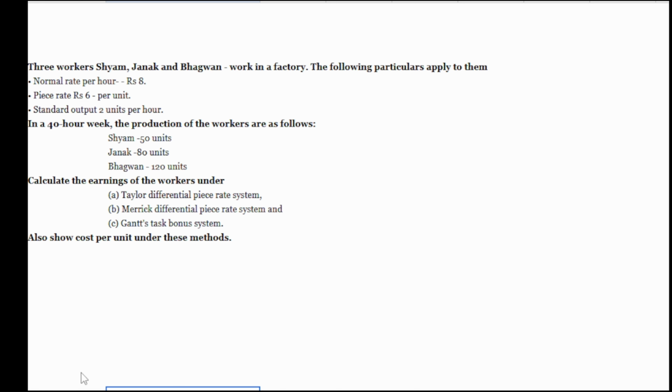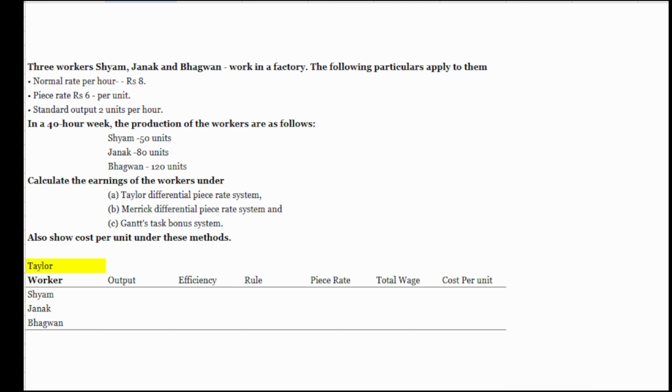If such a problem is given, it is very easy to solve. First you have to prepare one small table, and then capture the inputs. Sham, what is the output? 50 units. Janak is 80 units. Bhagwan 120 units. Now the standard output is 2 units per hour. So if they have worked for 40 hours, the standard output should have been 80. So I'll write standard is equal to 80.